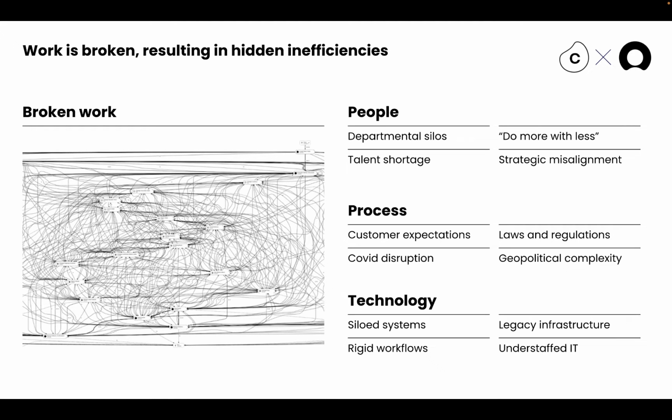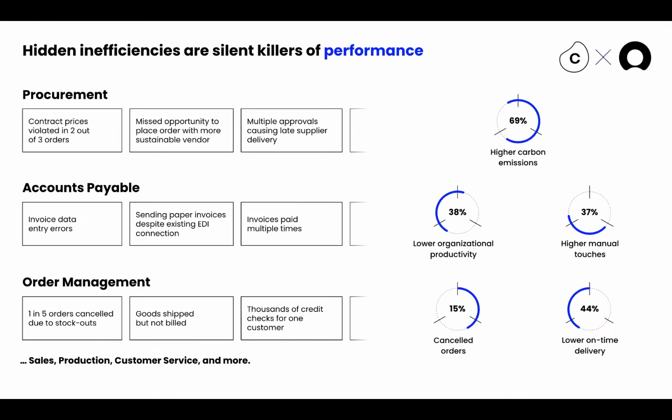It's no secret that work is broken. We expect work to flow across people, processes, and technology. However, complexity embedded in those interactions creates inefficiencies everywhere. Work doesn't flow, and it's impacting the top, bottom, and green line.